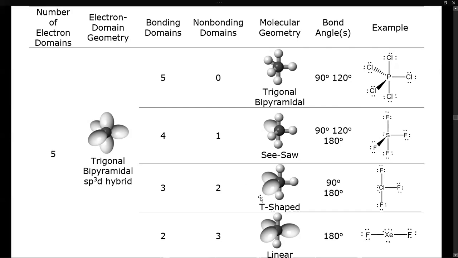T-shaped has 2 non-bonding pairs, 90 and 180. I don't have the triangle plane in the middle anymore. So it's T-shaped. These are 90, and then all the way here is 180. Then if I have 3 non-bonding pairs, all those spaces in the middle are occupied and I only have the top and the bottom, so it becomes linear with 180-degree bond angles. Xenon difluoride would be a good example of that.